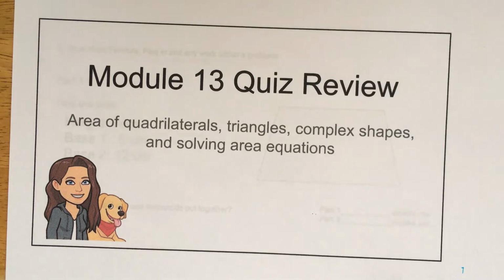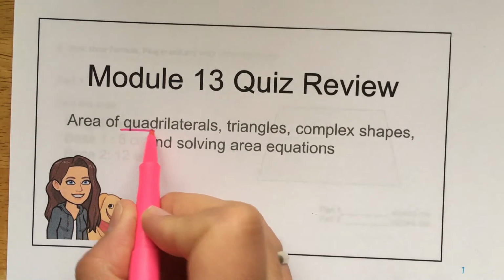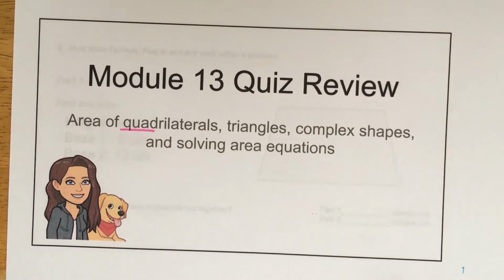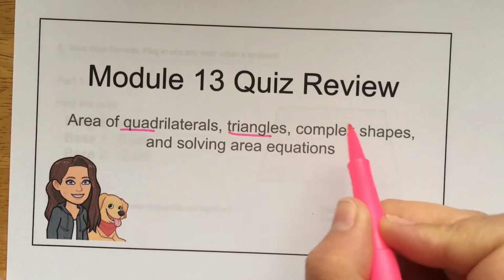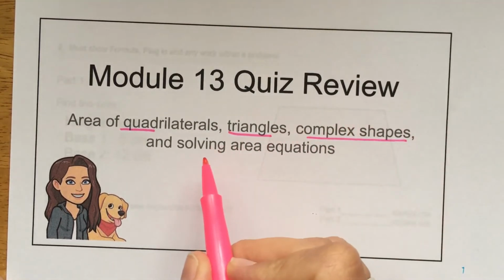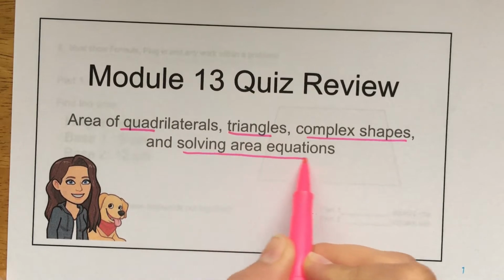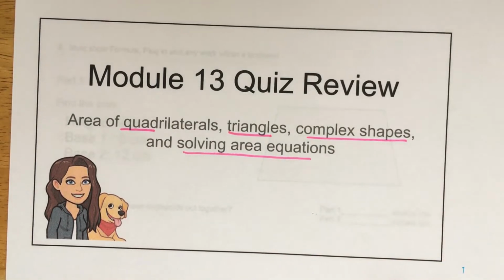Today we are going to go over the Module 13 quiz review that I asked you to try yesterday. I'm going to go over the answers and how we found them, just like in a normal class period. So this video is going to be a little bit longer because we have some questions to get through. We are going to review the area of quadrilaterals, quad meaning four, so shapes with four sides, triangles, complex shapes, and solving some area equations, some things that we have to think about a little bit, okay?